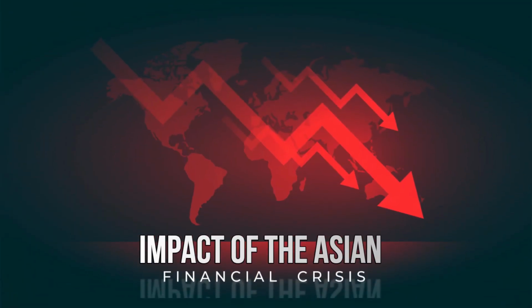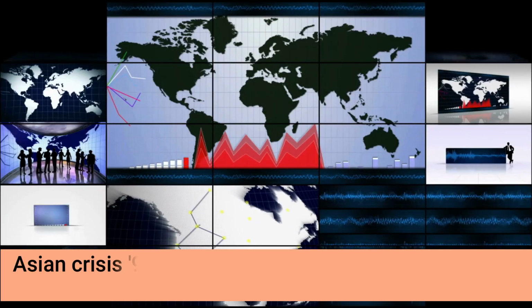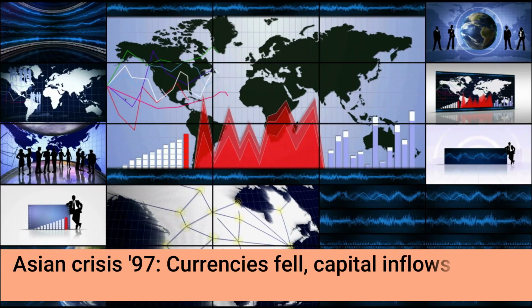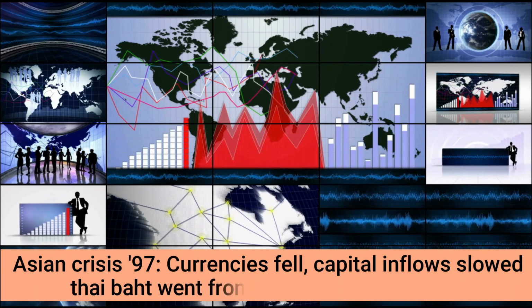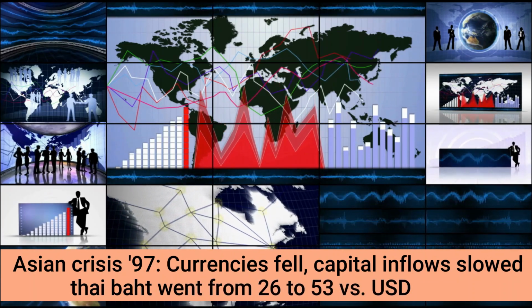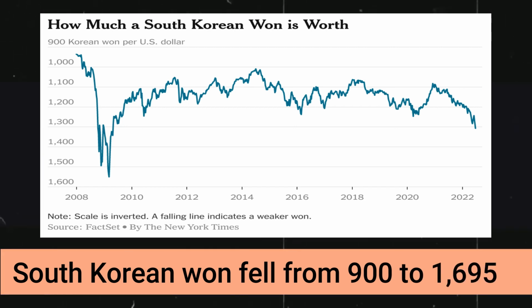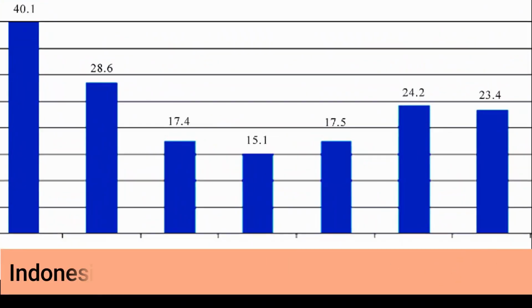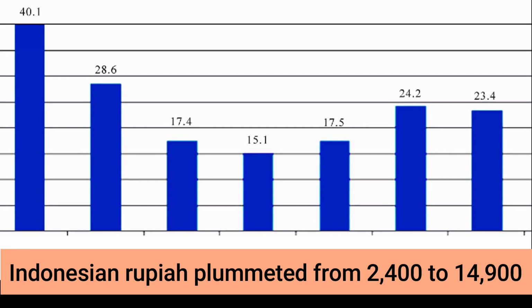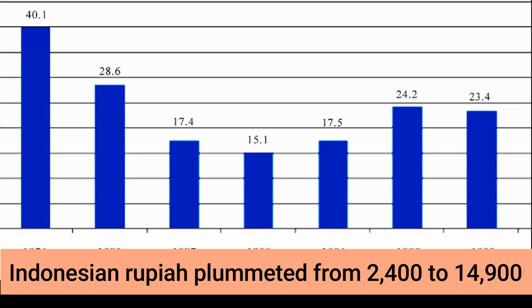Impact of the Asian financial crisis. Asian crisis currencies fell, capital inflows slowed. Thai baht went from 26 to 53 versus USD. South Korean won fell from 900 to 1,695. Indonesian rupiah plummeted from 2,400 to 14,900.